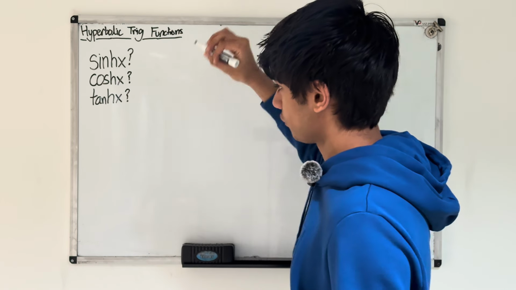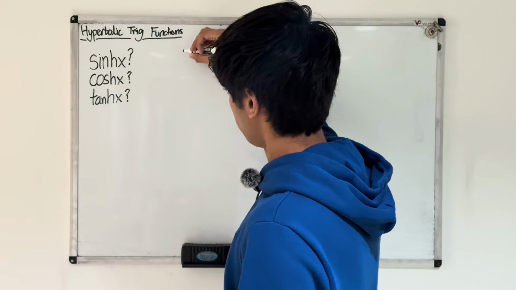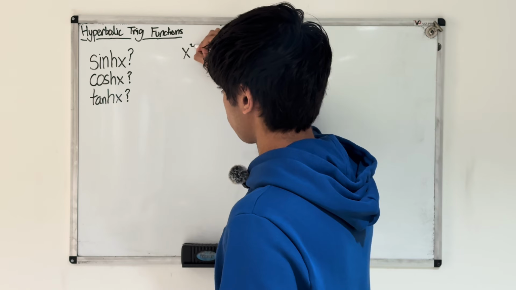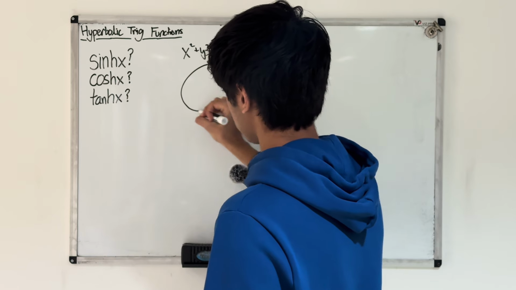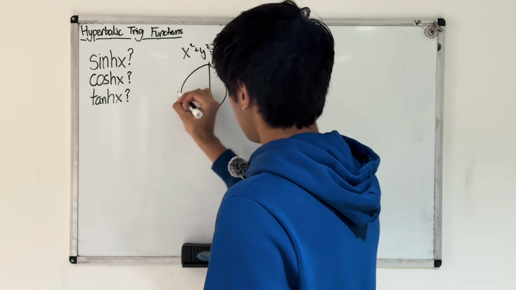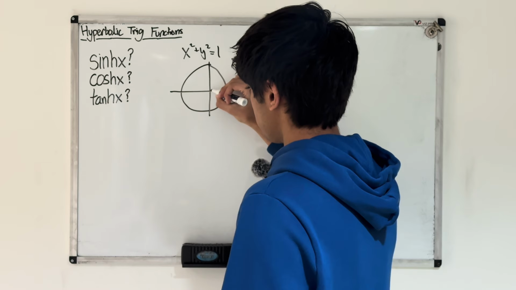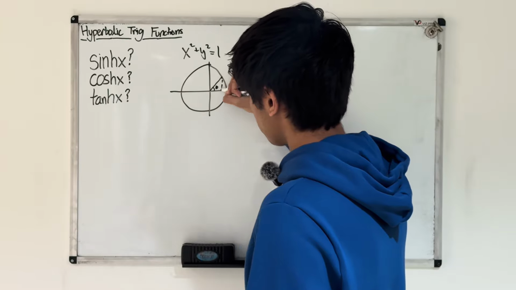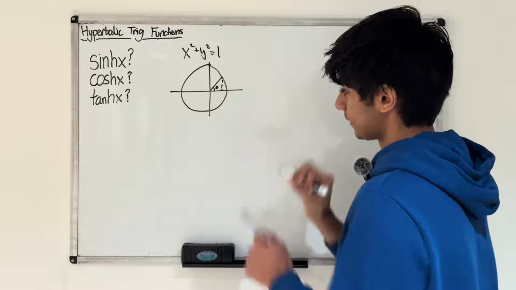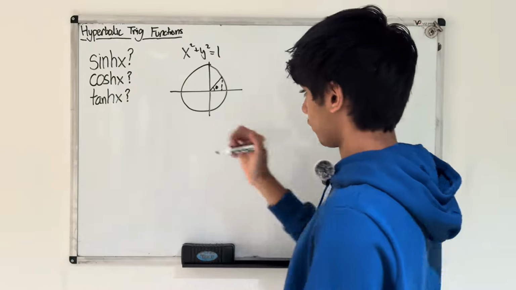If we imagine a regular trig function, we define it with the unit circle, which is just a circle, x squared plus y squared, with radius 1, so it equals 1. So the circle looks something like this. And to define it, we use an angle. So we have an angle theta, okay? And if we want to consider what this angle theta means in terms of trig functions, right?